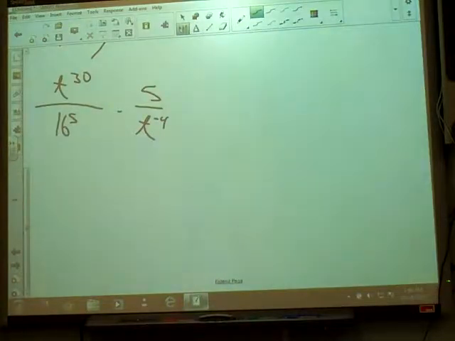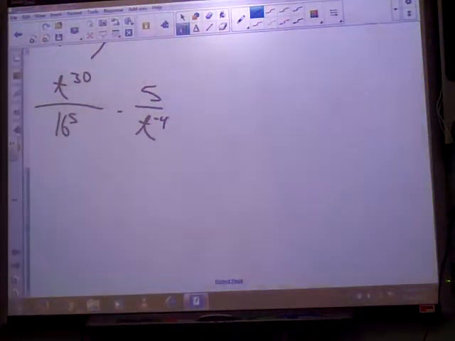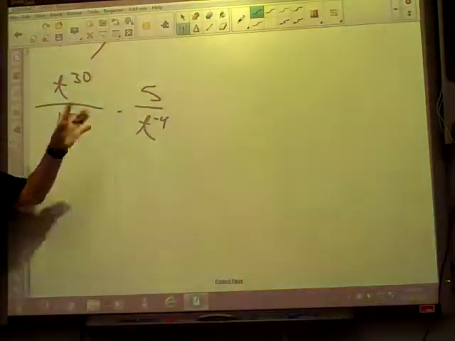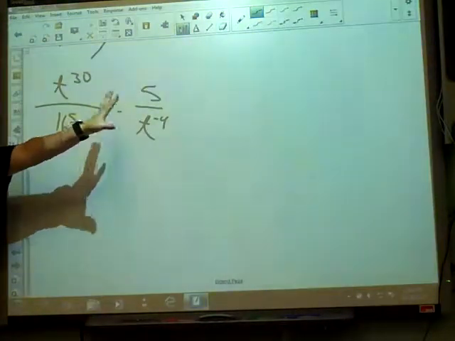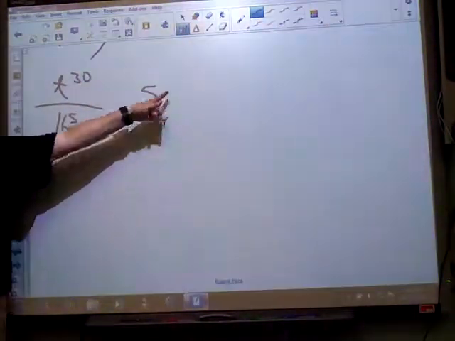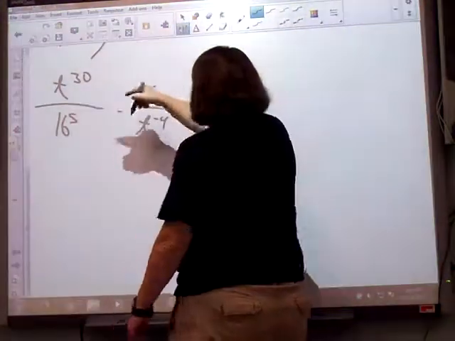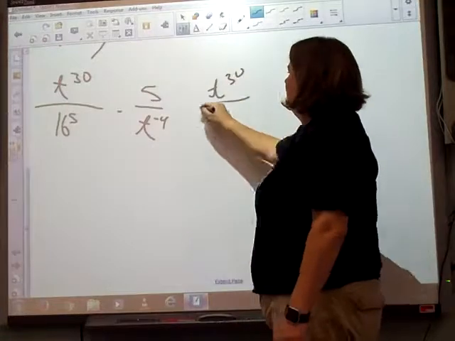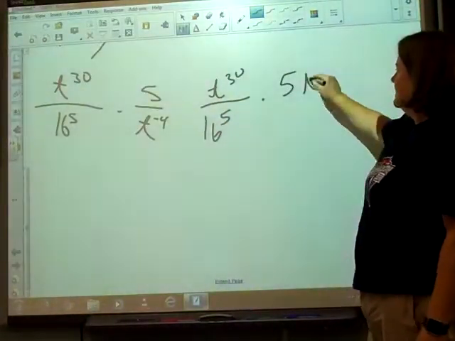Alright, t to the negative 4th. I can't have a negative power. It's on the bottom, so where do I move it to make it positive? The top. Good, Hayden. Do I bring the 5 down? Do I flip them? The 5 doesn't have a negative power, so I don't mess with it. So it's going to stay just the t to the 4th that's going up there. So I've got t to the 30th over 16 to the 5th times 5 t to the 4th.